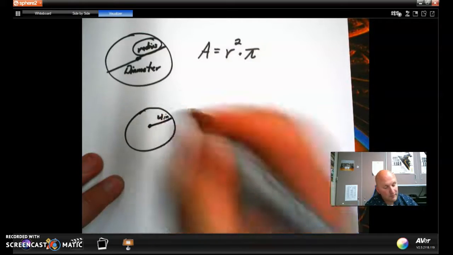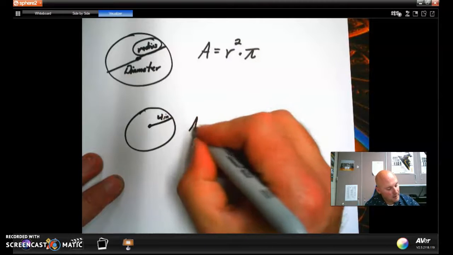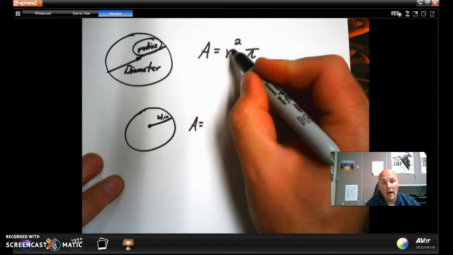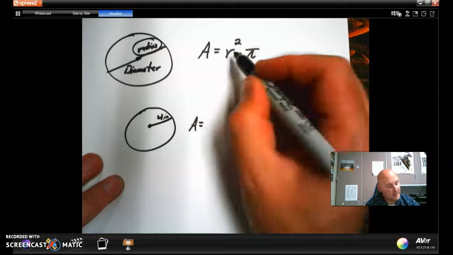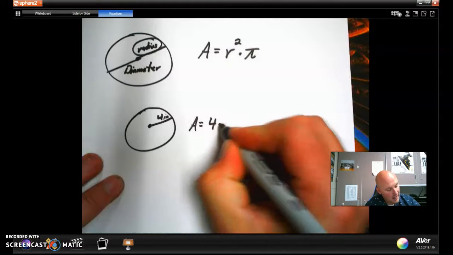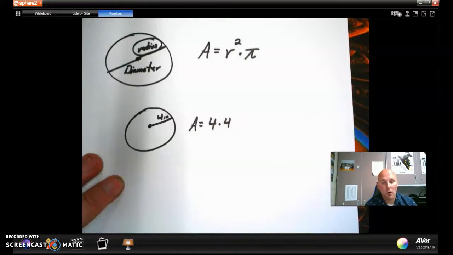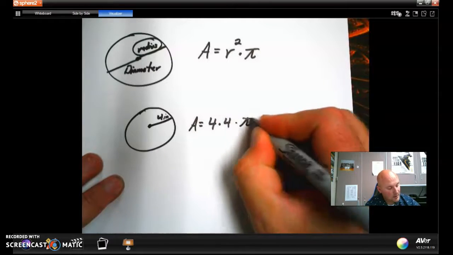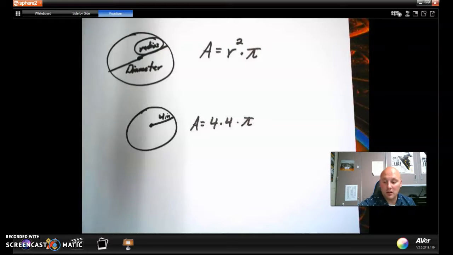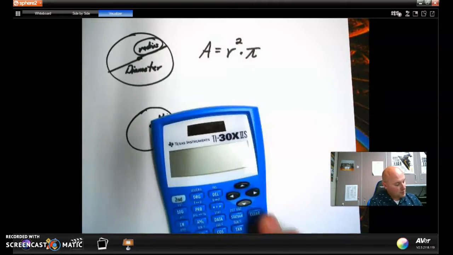For example, let's say I have a circle with a radius of 4 inches. Well, that means the area is equal to the radius squared, or radius times radius. You go 4 times 4, which is 16, times pi. Now, if you want, you can go to a calculator and type 4 times 4 times pi, which is 3.14, and you get the answer 50.24.